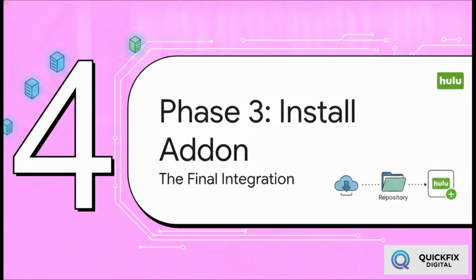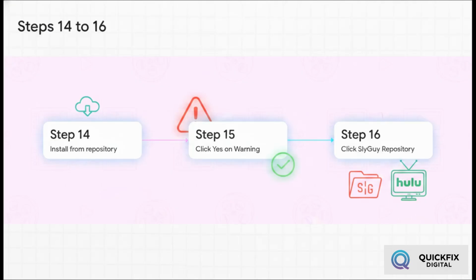Section 4. Phase 3. Installing the Hulu add-on, the final integration. And this brilliantly illustrates how all our prep work seamlessly leads to the actual streaming application. So still on that add-on browser screen, this time click Install from Repository. You'll probably hit a pretty common roadblock right here, a warning pop-up. Just click Yes. But keep in mind your system has to have unknown sources enabled in the main Kodi settings for this to actually work. If you haven't done that before, you'll need to go toggle that on.